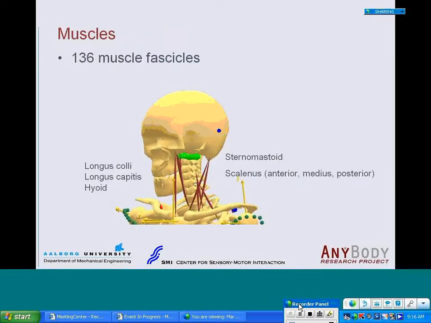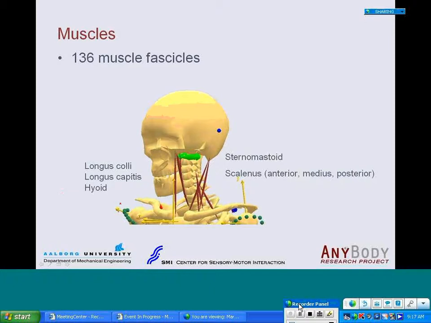Then we have really many muscles around the neck, and most of the muscles are divided into muscle fascicles. I will not go through all these 136 muscles, of course, but I will mention a few so you get an idea about the complexity of the model. So we have the flexor muscles here, some of which we have in this drawing.